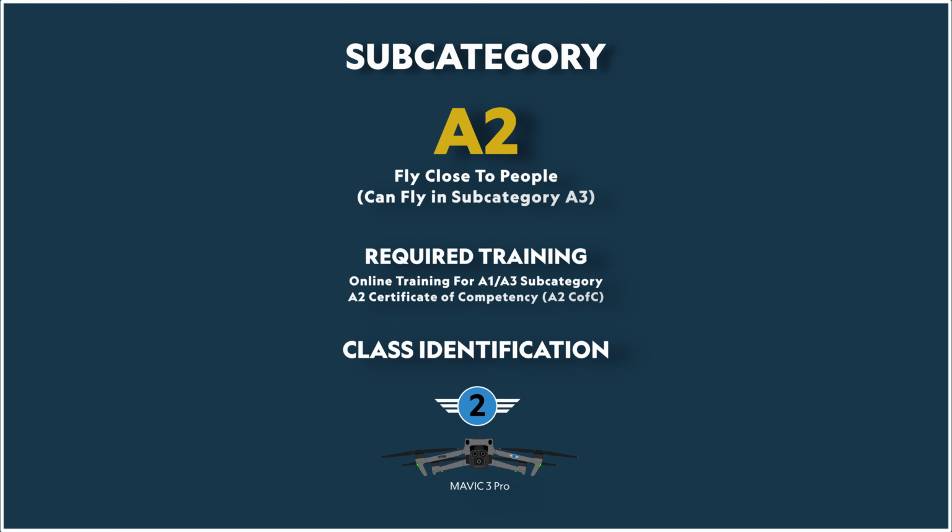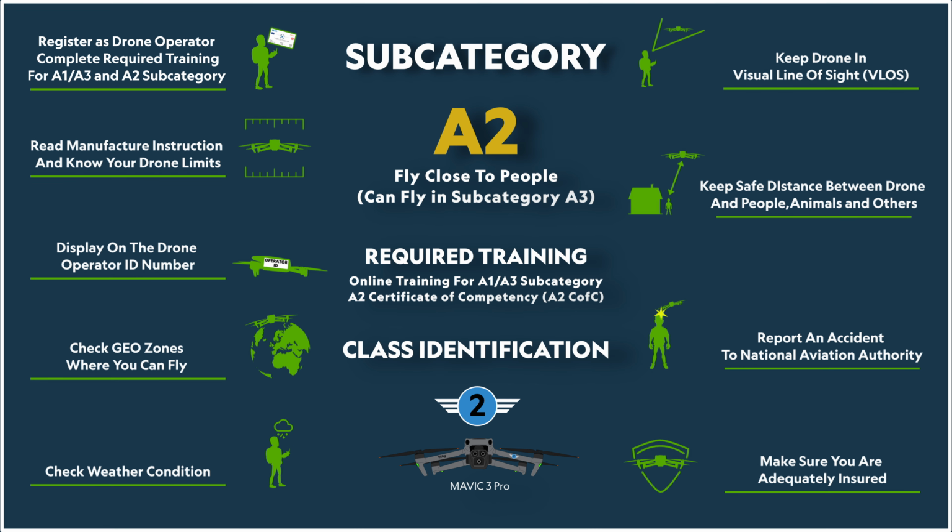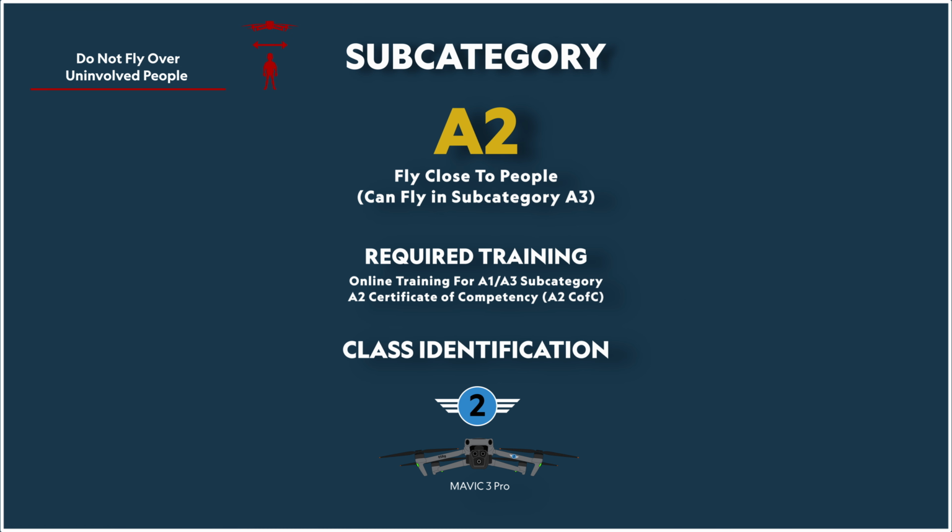Summary of the A2 subcategory. Register as a drone operator, complete the required trainings, and the additional training for the A2 subcategory. Read the drone manufacturer's instructions and know your drone's limits. Attach the operator number to the drone, check the geo zones where you can fly, check the weather conditions, and when flying, keep visual line of sight at all times, maintain a safe distance between the drone, people, animals and others, report any accident to the National Aviation Authority, don't forget about drone insurance, do not fly over uninvolved people, keep a safe horizontal distance from people of minimum 30 meters, and remember that 1-to-1 rule.